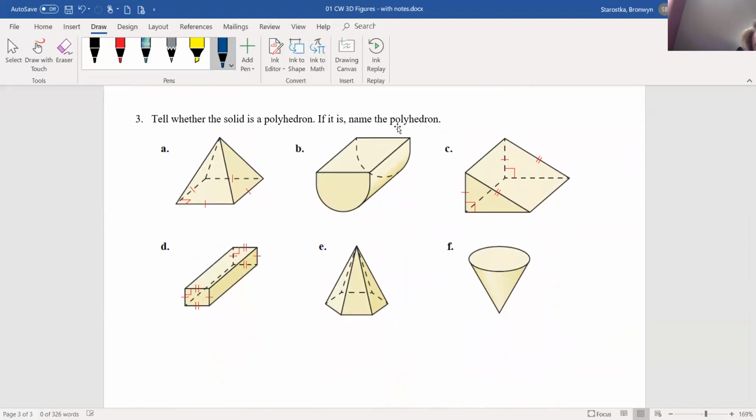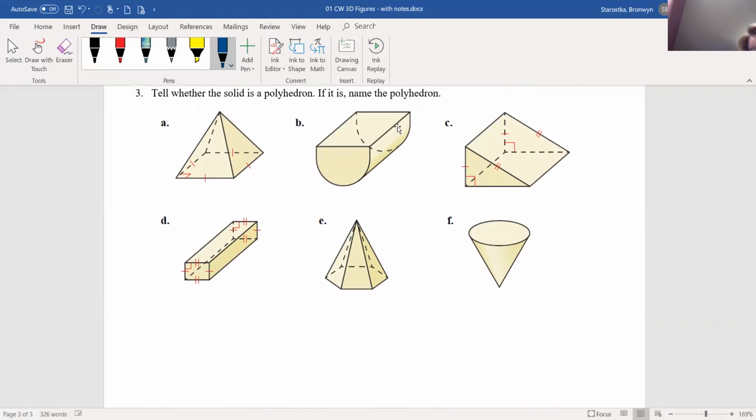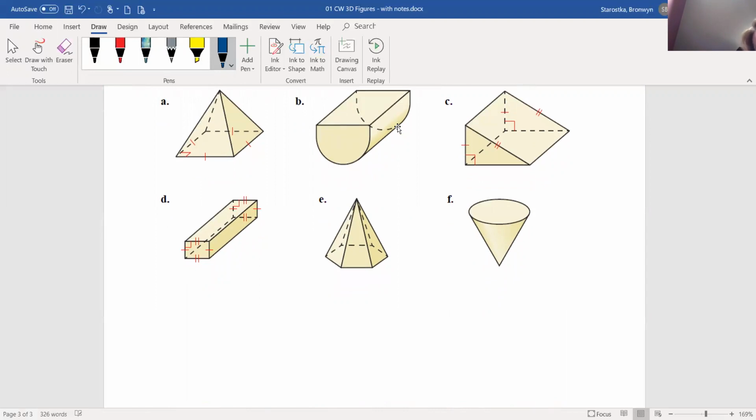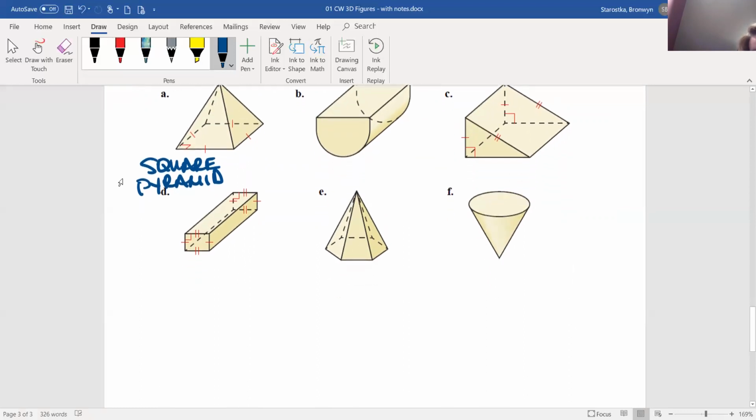So we need to tell whether the solid is a polyhedron or not. And if it is, we're going to name it. So let's look at the first one. I know it's a pyramid, so I need to look at the base for its name. I see the base has all congruent markings, so this is a square pyramid. This shape can't be a polyhedron because it's got curves. So we're going to call this a half cylinder.